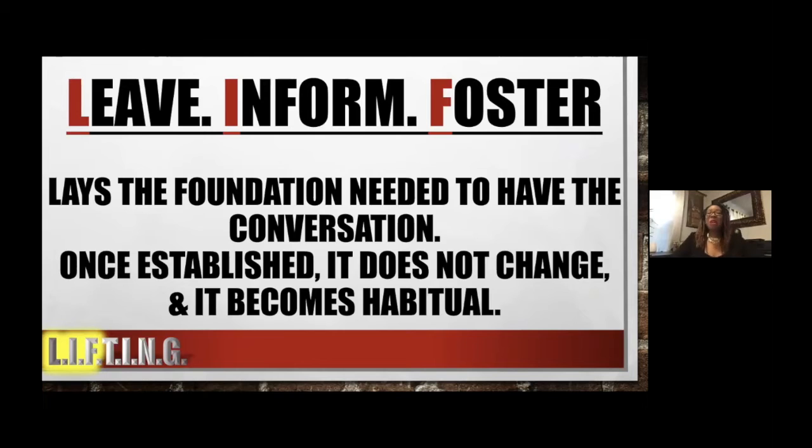Now, let's take a pause. I told you the first 3 steps, leave, inform, and foster, of the lifting process, lay the foundation needed before you even have the conversation. And once established, it does not change and it becomes habitual. Leave your biases at the door. You should continue to practice that until it becomes habitual. Informing yourselves about the students as well as the different perspectives, habitual.